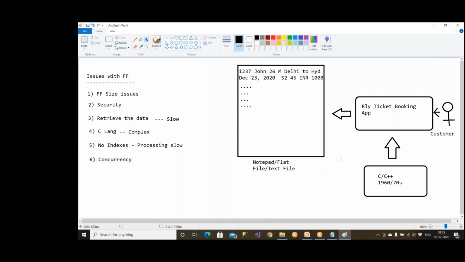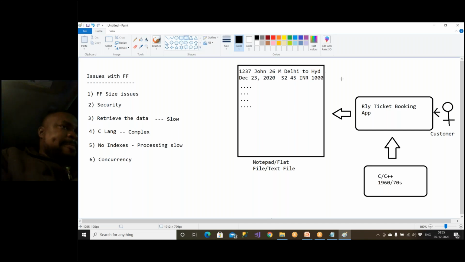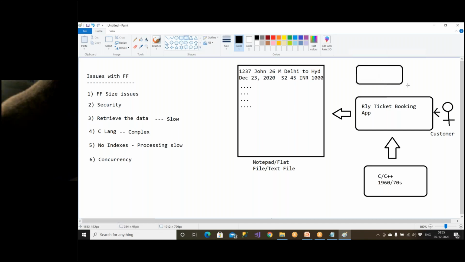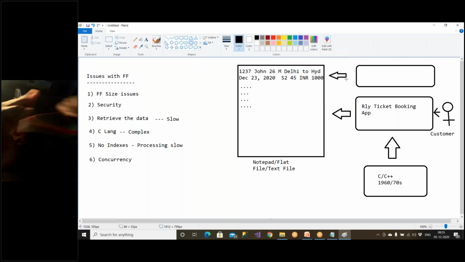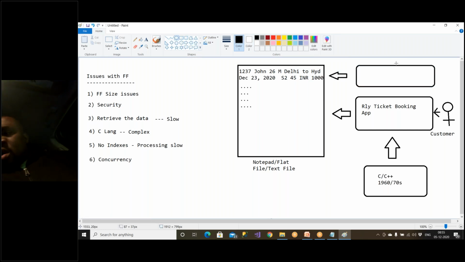Concurrency means you can book the tickets at the same time from more than one counter. For example, if you go to any office, multiple customers are there, multiple customers are trying to buy tickets. So what happens now? You are booking the ticket at 10 o'clock in the morning using counter number 1, and one more customer also wanted to book a ticket.